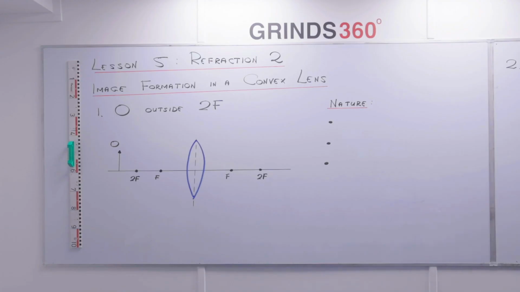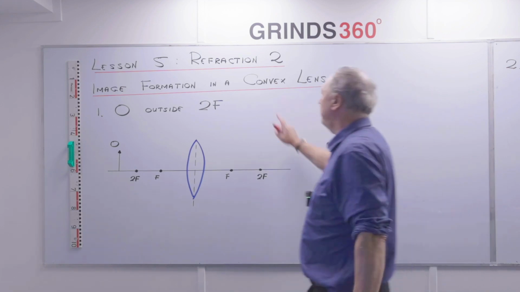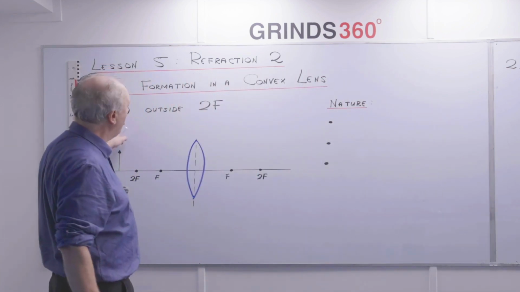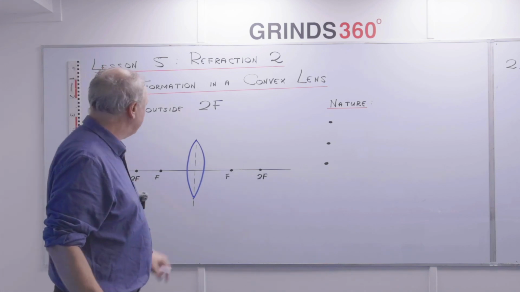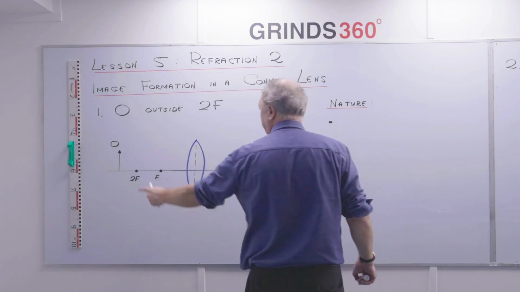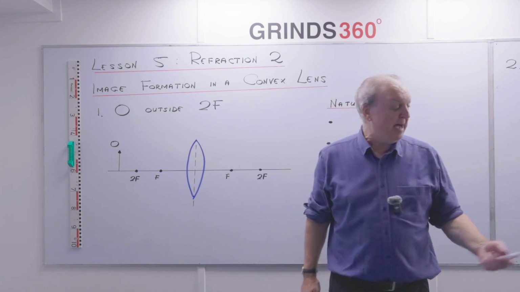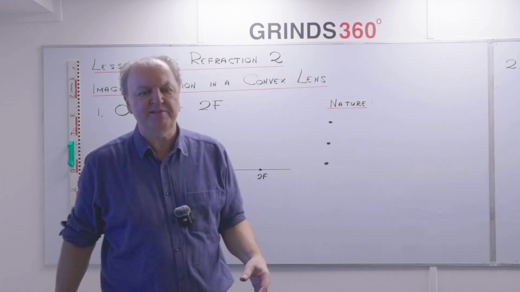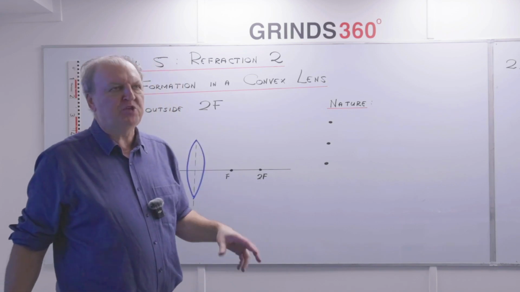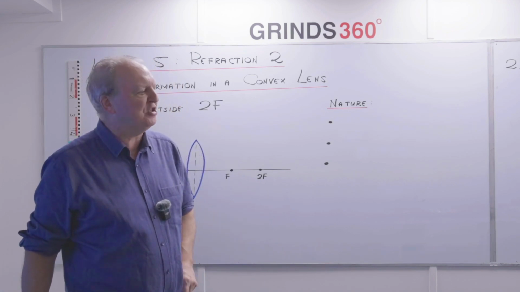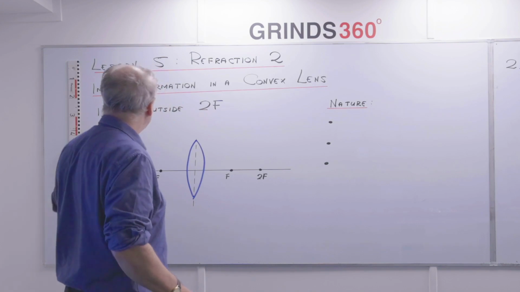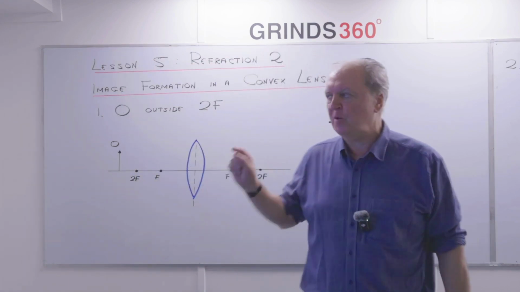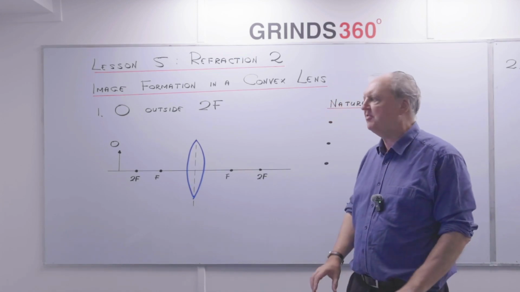So let's have a look at image formation in a convex lens or a converging lens. Number one, the object O is outside 2F. So there it is outside 2F. I'm going to use any two of my three construction rays. It doesn't matter really which two you use, unless for a reason you can't use one of them. The first one I will always use, a ray of light parallel to the principal axis will go through the focus on the far side.